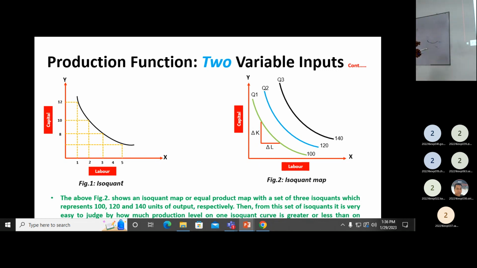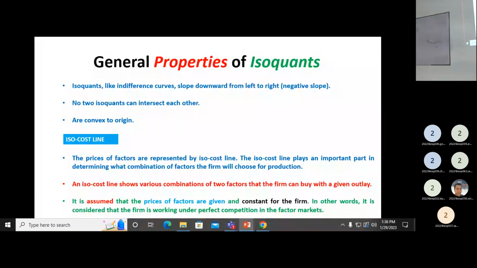So what is the first one? It's downward sloping, meaning that the slope is negative. And it's convex to origin. Look at the convexity. And no two isoquants could go like this. So these are the three features of an isoquant curve. You could say isoquants, like indifference curves, slope downward from left to right. This side is left, this is right. Then no two isoquants can intersect each other. It couldn't happen. Third, they are convex to origin.